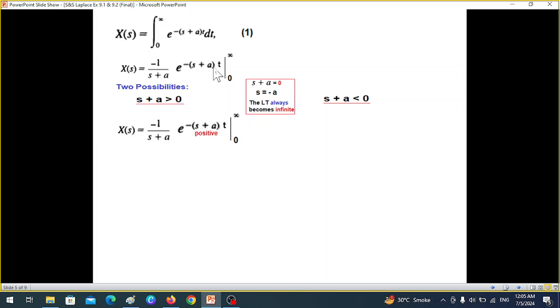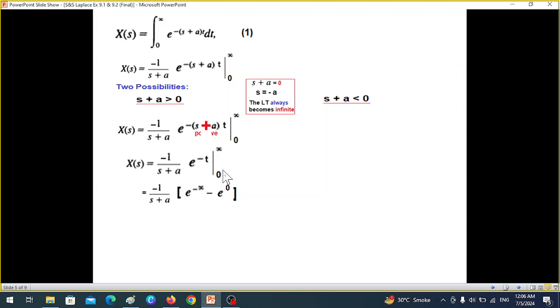Okay, so now we're rewriting and we are saying that S plus A is positive. And to make it easy to look, we just put a positive sign here in the bracket. So what will happen now? Negative sign multiplied by positive is negative. So we can write it as this value, e raised to the power negative t. And the limit remains here.